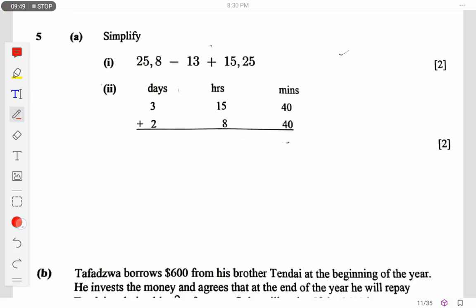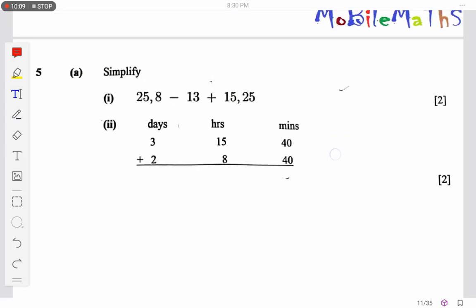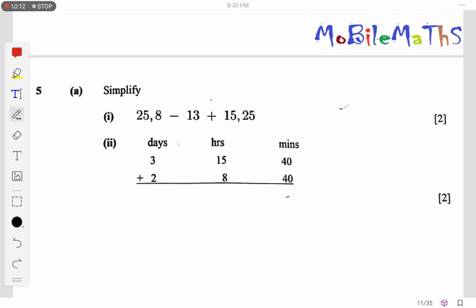The next question is saying 25.8 minus 13 plus 15.25. So it's similar to number 1. You can first of all add. Let me add here. We are saying 25.8, I want to do it without a calculator, plus 15.25 like this. I can add a 0 there.